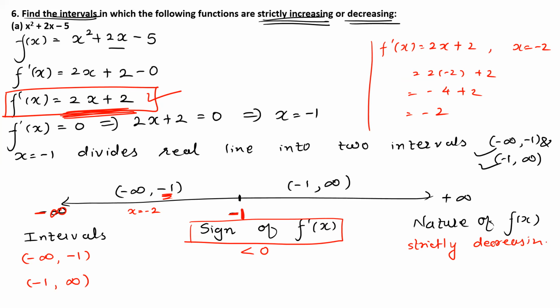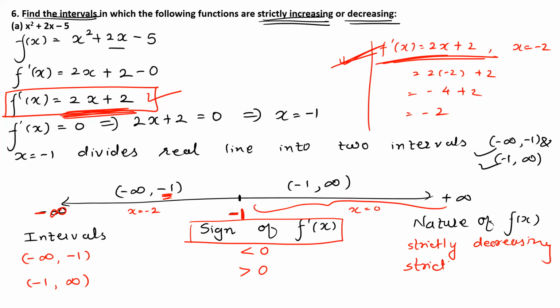Let us find out for greater than 0, which value would I take in this region? Very simple, minus 1 to infinity, 0. I'll take 0. Suppose I put 0 in f dash x, 2 into 0, 0 plus 2. That means the function is strictly increasing.